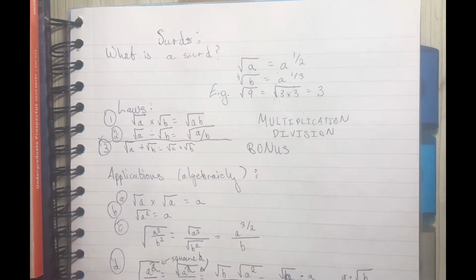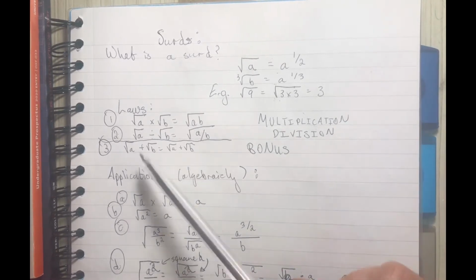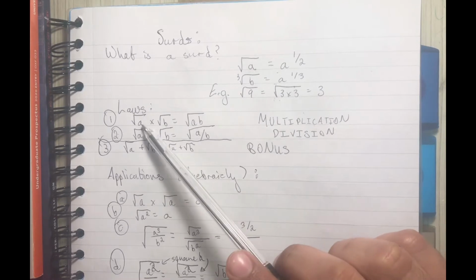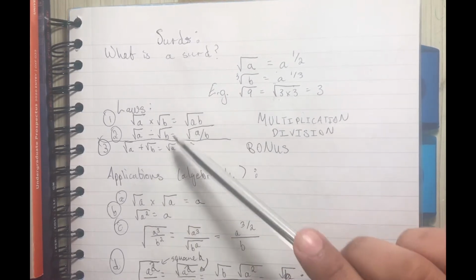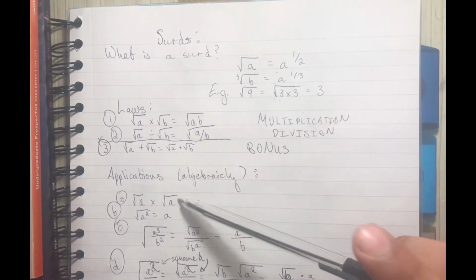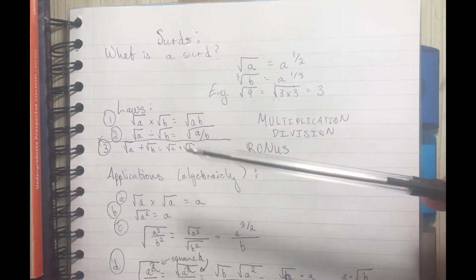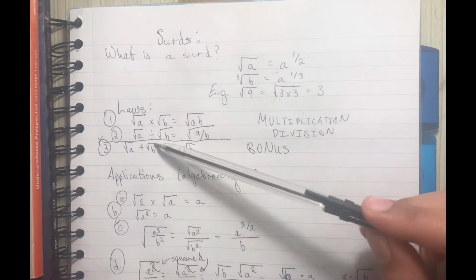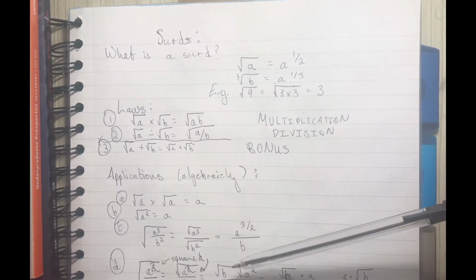There's only two laws you need to know with surds. That's the multiplication law and the division law. So when you multiply two surds together, all you have to do is multiply what's inside them. So root A times root B will give you root of AB. When you divide two surds, it's the same story, but just a different chapter. So you have root A divided by root B, that will give you root A over B.